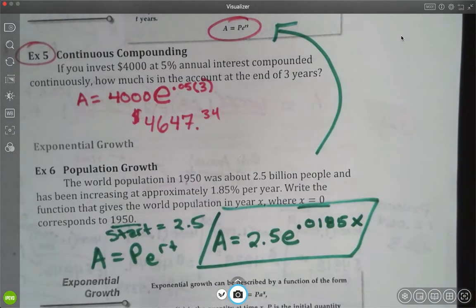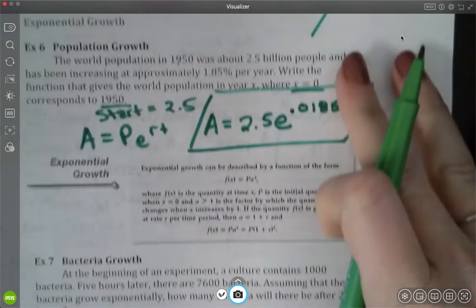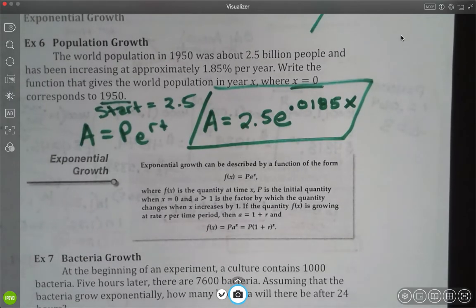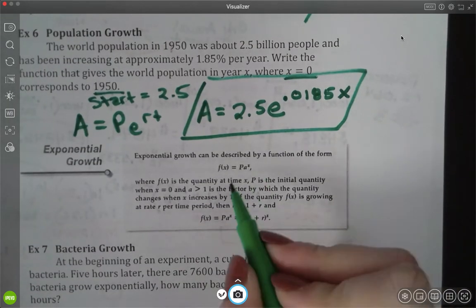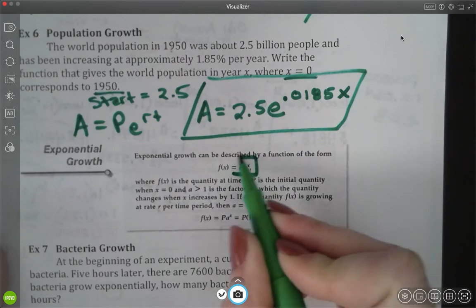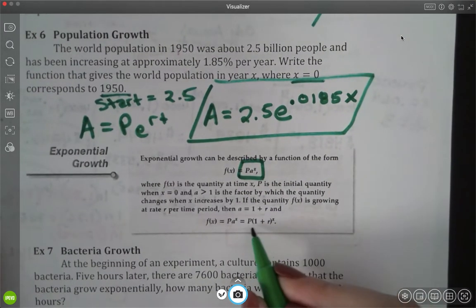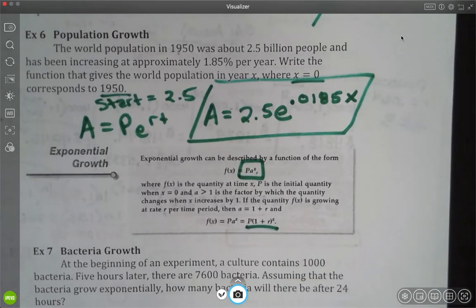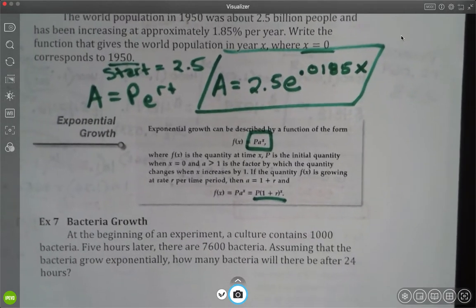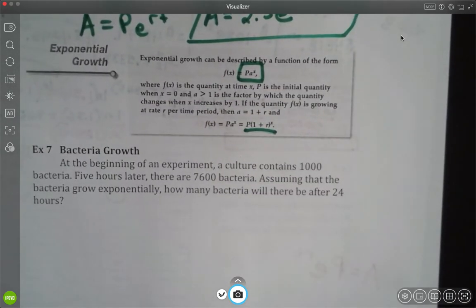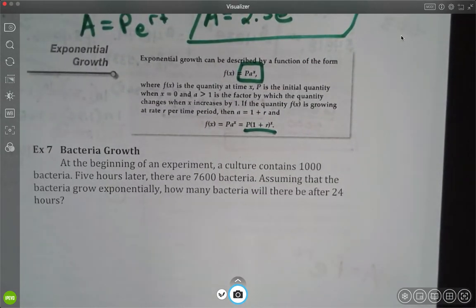Okay, that's it. All right, now they're going to introduce us to exponential growth, which is a similar model to what they had before, P A to the X power, okay? Or they will also write it as P times 1 plus R to the X power, whatever. Bacteria growth. This is another one where we are finding the equation, and then now we're actually plugging stuff in for it and solving some things, okay?